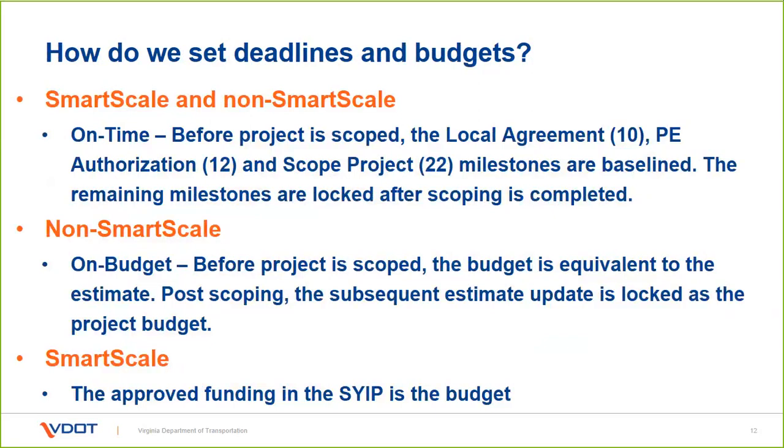For non-SMART SCALE projects, the budget is locked in on the first estimate after scoping is complete. So until scoping is done, you have the opportunity to adjust your numbers, and then we'll lock in on that estimate. With SMART SCALE, we lock in on the budget that the CTB approved. It's in the Six-Year Improvement Program, and we lock in on that right at the get-go. That's how our baselines are being set, what we call our baselines for deadlines and budgets.